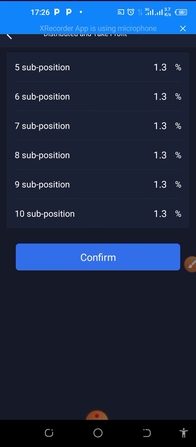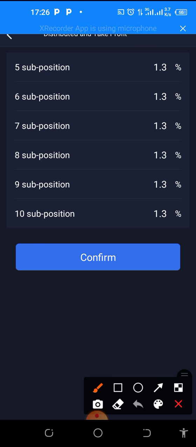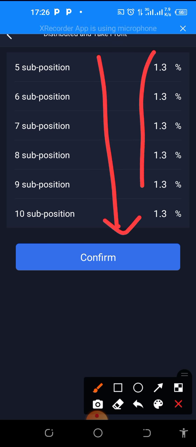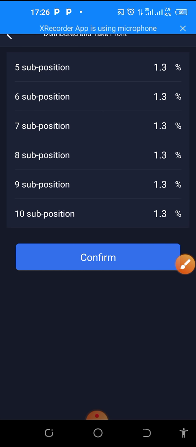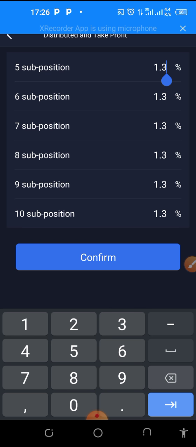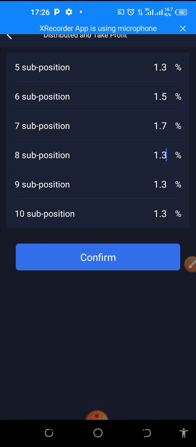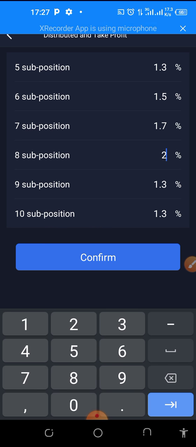Even here, from the fifth call to the 10th call, we still have 1.3% each. But it gives us room to alter the profit we want to take on each of those calls. So on your fifth call, you can decide to leave it at 1.3. On your sixth call, you can decide to take 1.5%. On your seventh call, you can decide to take 1.7%. Accordingly, on your eighth call, you can decide to take 2% profit, and that is how that works.